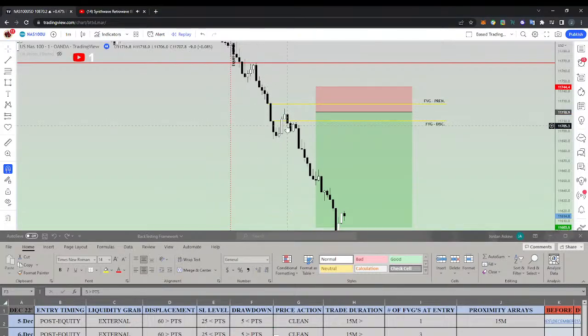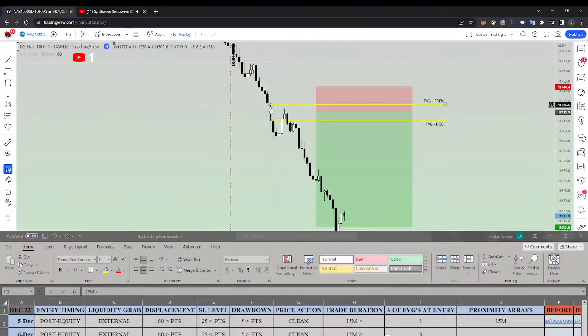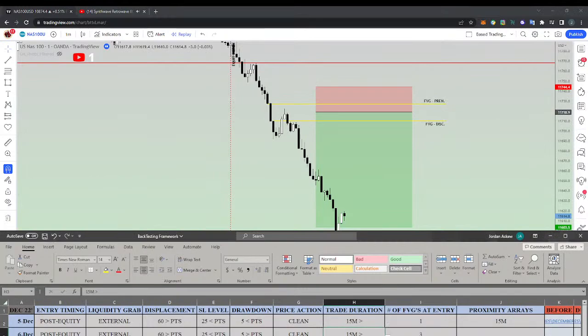And the trade duration, let's see, from here, 8:48 to 9:07. 15 minutes basically. So let's call that 15 minutes or less. We'll just call it 15 minutes or more because I think it's got an extra minute in there. There were 2 fair value gaps, actually 3, one here, and one here in our entry area, which brings the quality down a little bit, but it's not too bad. There weren't any clear 15-minute proximity arrays because we had already moved so far down past the overnight session.